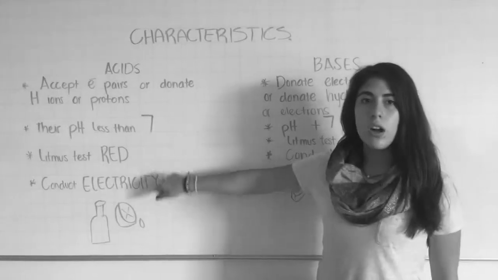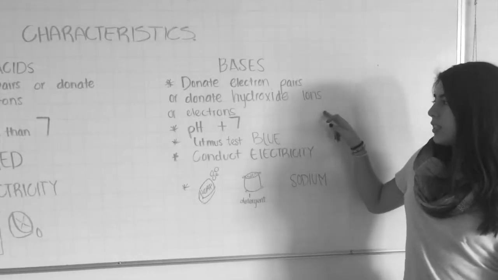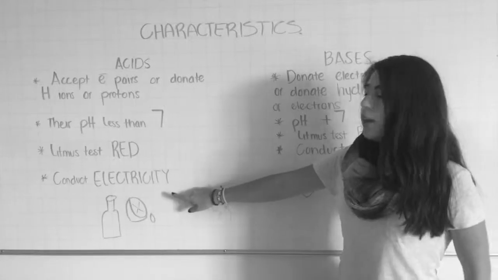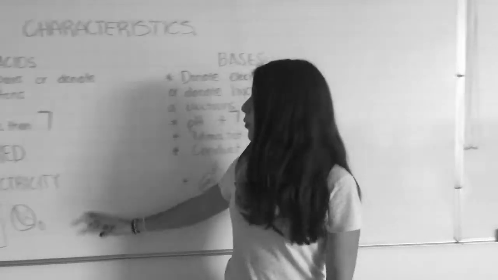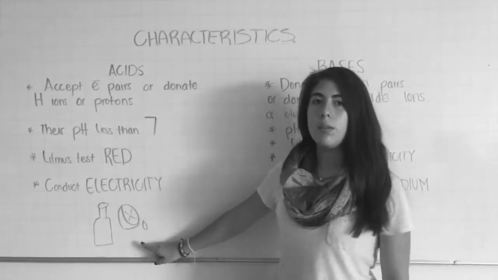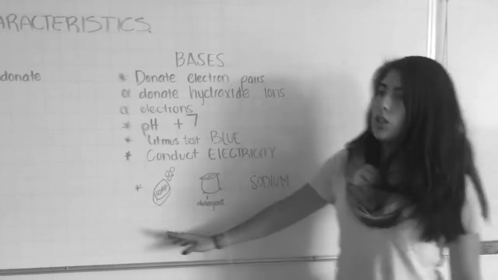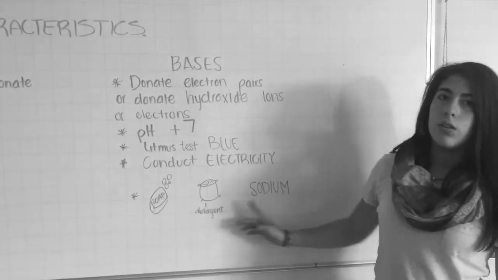In acids the litmus test color is red, and in bases the litmus test color is blue. Both conduct electricity. Clear examples for acids are vinegar and lemon juice, and for bases, soap, detergent, or sodium.